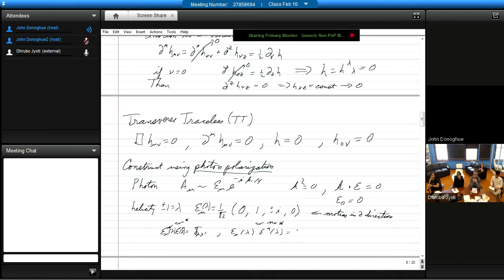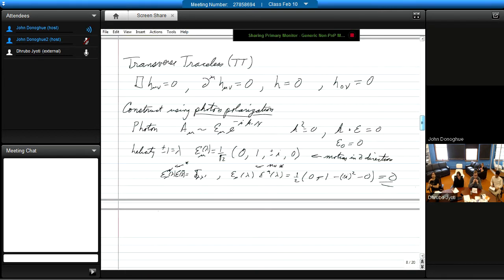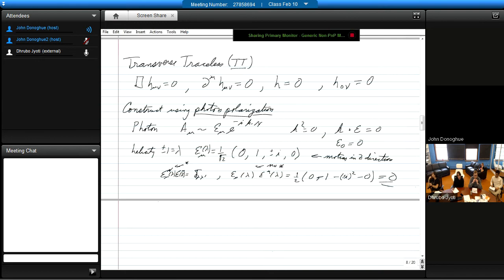Okay, let's just do it. I get 1/2, 0 for the first one, then I get minus 1 minus plus or minus i squared minus 0 equals 0. Okay, so this guy dotted into itself gives 0. Those properties allow us to use it to do transverse-traceless gravitons.